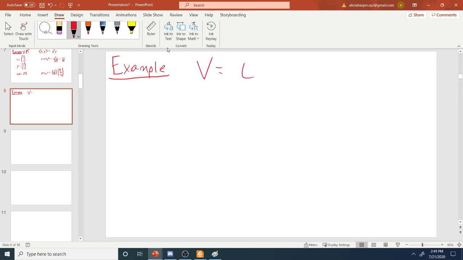My vector space V here is the set of continuous functions from negative pi to pi. I'm going to take my vector v here to be the function x. So this is just the function that sends a number to itself. And then my function u to be the function cosine of x. And so these are both continuous functions from negative pi to pi.